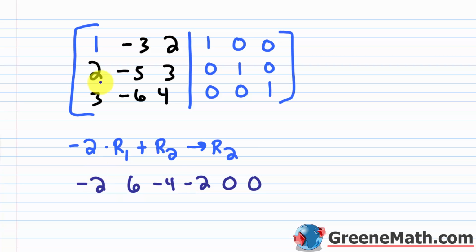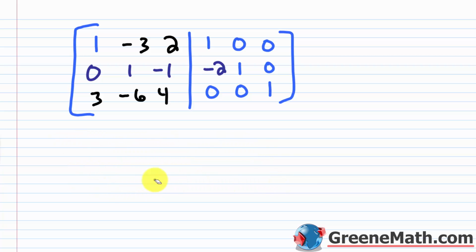So -2 plus 2 is 0. Then 6 plus -5 is 1. Then -4 plus 3 is -1. Then -2 plus 0 is obviously -2. And then in each case, I'm adding 0 to something, so it's not going to change.